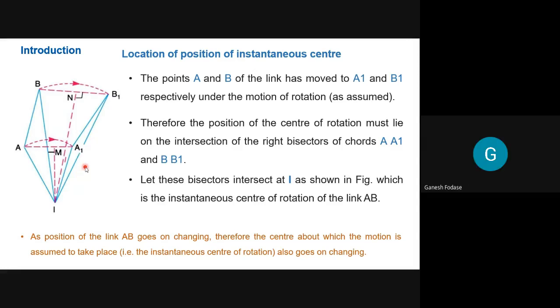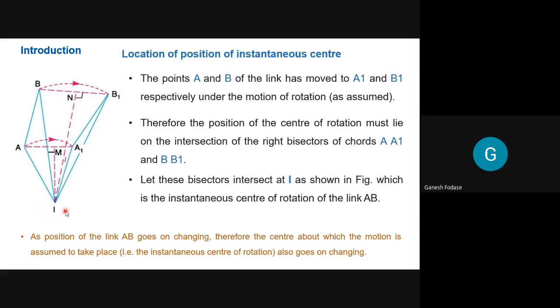Right. There are two positions AB and A1 B1. Then I join AA1 and I join BB1. Then draw the perpendicular bisectors of AA1 and BB1. Wherever these perpendicular bisectors intersect, that point will be the center of rotation I. Now say, at this instant, the center of rotation is I here. But whenever this body is moving, let's say to A to B2, will this center of rotation remain the same? Will this I remain the same? No, it changed. It gets shifted, and that's why we call this center of rotation the instantaneous center of rotation. I think it is clear.